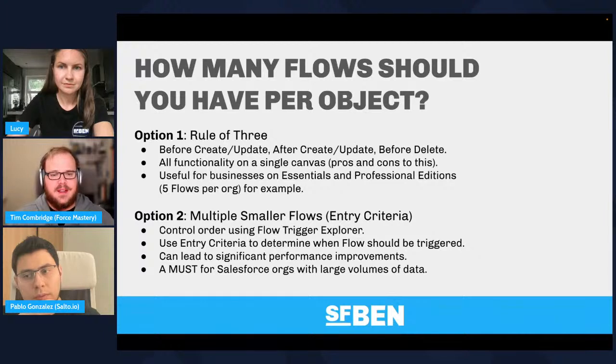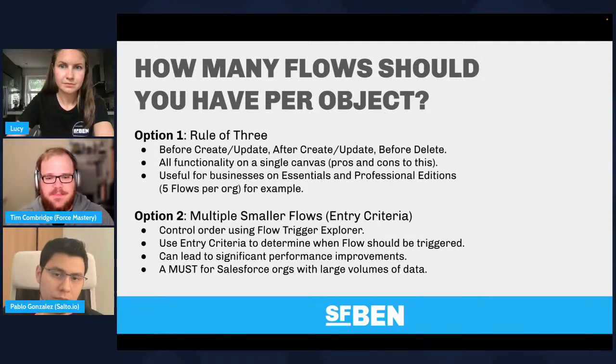We've identified in the past that the rule of 3 here was the best way to go about it. So that's one before create and update, one after create and update, and then one after delete. So all functionality is on a single canvas. There are pros and cons to this, which we'll go into in a bit more detail.